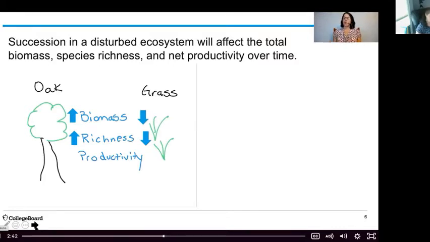Remember, productivity is the rate at which those producers can turn over carbon and make sugar, food, that they can then pass up the food chain. And an oak forest is going to have a lot more photosynthesis and a much higher rate of productivity than a newly disturbed grass ecosystem.